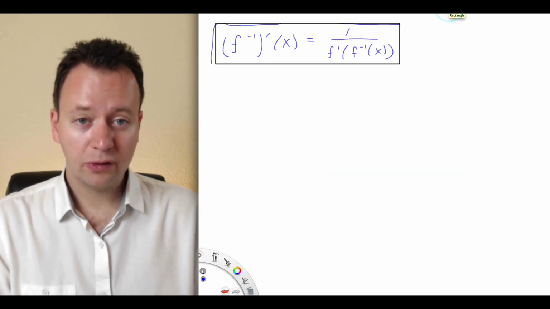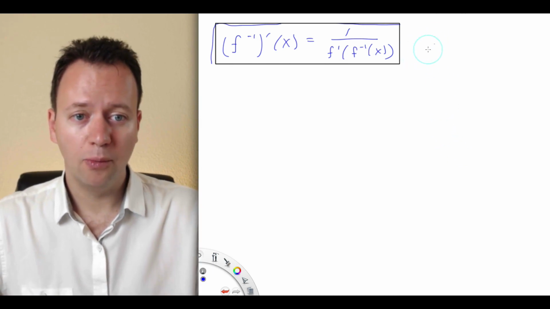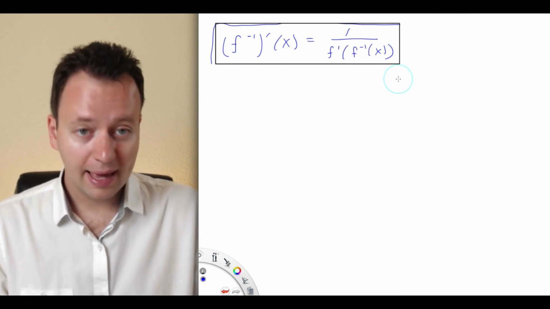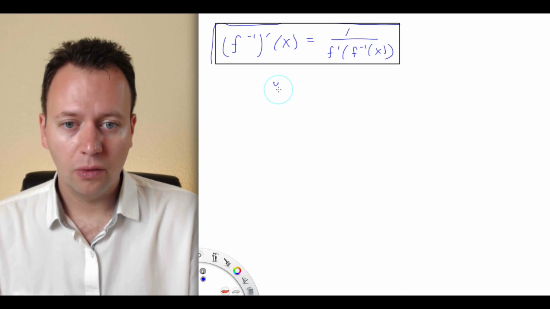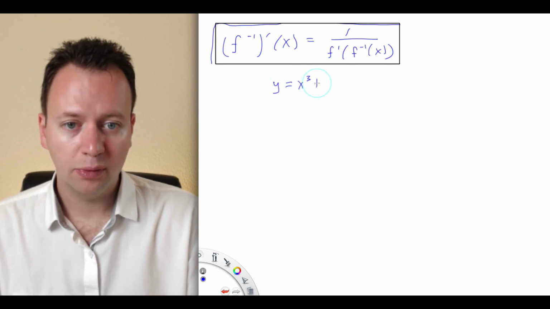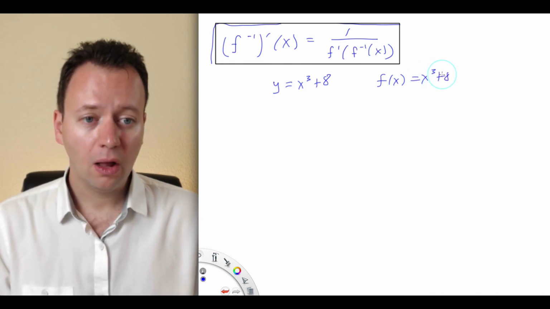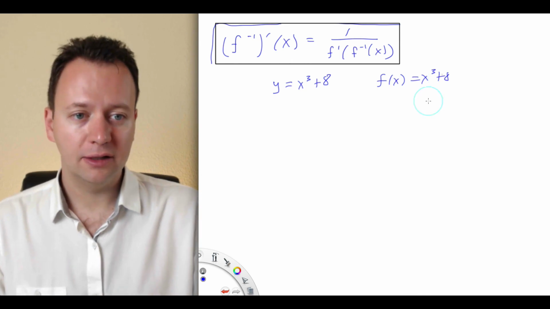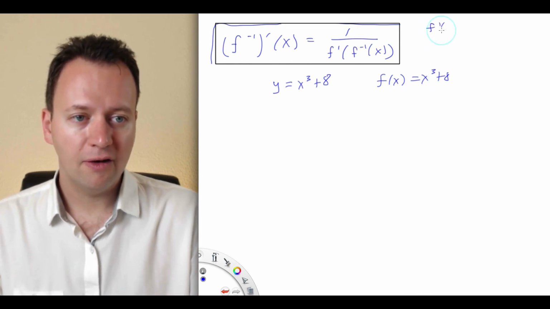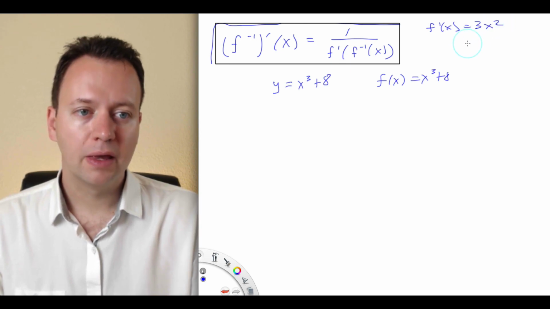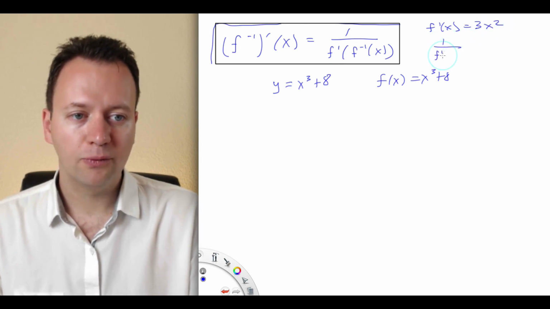Okay, so I moved our main equation to the top of the board. For an example, let's consider y is equal to x cubed plus 8. In other words, our function that we're looking at is f of x is equal to x cubed plus 8. Well, first of all, f prime of x is pretty simple. I'll put that up here. F prime of x is just equal to 3x squared. So 1 over f prime of x should just equal 1 over 3x squared, like that.